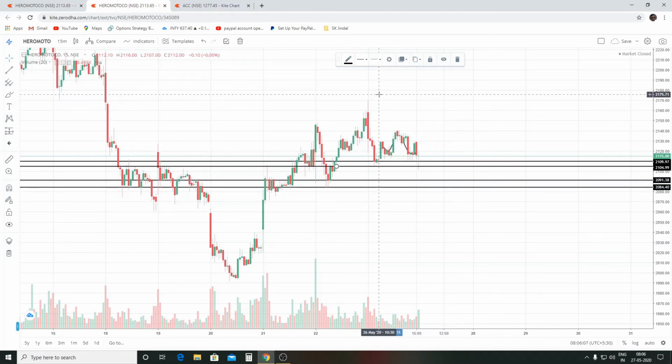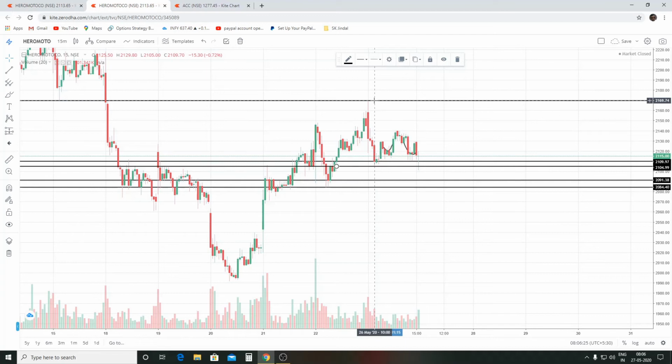Now consider this case. I want to draw a resistance zone. Drawing the first line is really very simple. You just need to draw a line at the topmost point in this inverted U type structure. So this is the topmost point. So I have drawn it. Now you have options for drawing zones.